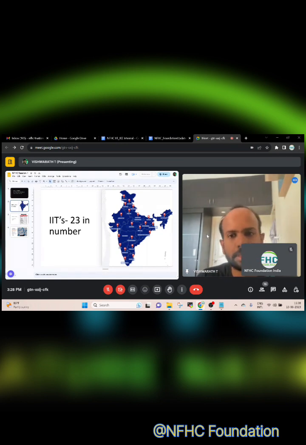And there's a lot of scope for students to get admitted all over the country, regardless of which region they belong to. As you can see in this map, it pretty much covers the entire length and breadth of the country. Every big state has an IIT, and that's how it is.